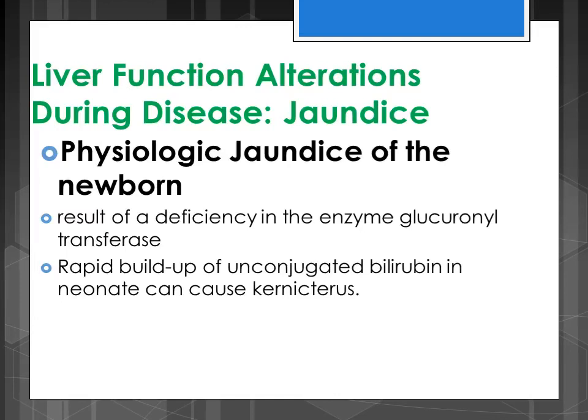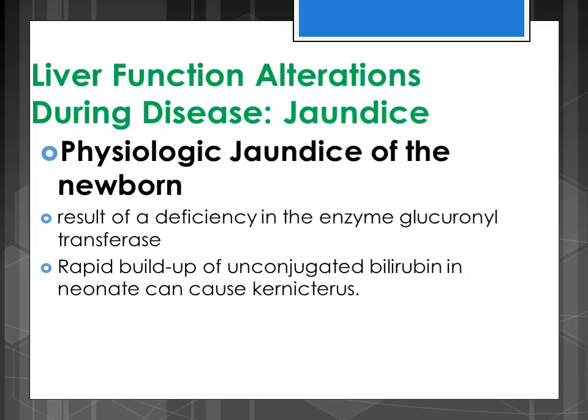Fourth, Crigler-Najjar syndrome. We have type 1 and type 2. What is the more severe? Type 1, which usually cause kernicterus. Type 1. Okay, and the last one, that is the Lucey-Driscoll syndrome. Okay, now we go to the causes of elevated conjugated bilirubin.